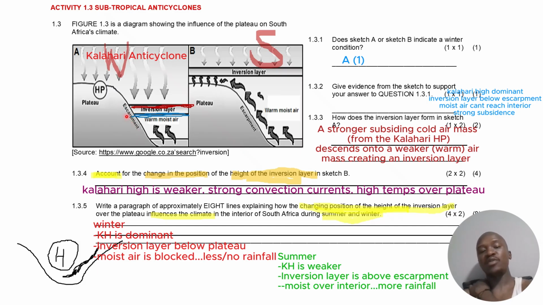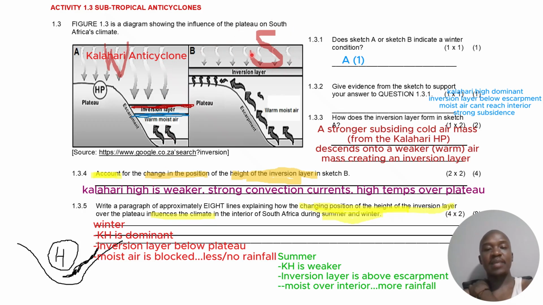The inversion layer is below the escarpment, and warm moist air from the ocean cannot reach the interior. You can see that it cannot pass through the inversion layer. Warm moist air cannot reach the interior, which leads to dry conditions or less rainfall over the interior of South Africa. You see, I spoke about less rainfall. I'm covering this part about climate. Okay? And then let's go to B. Remember, we need to talk about both seasons.